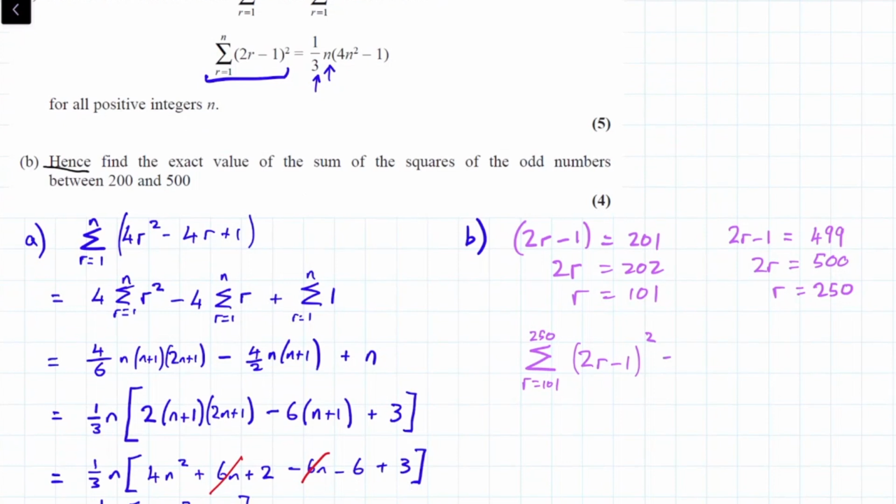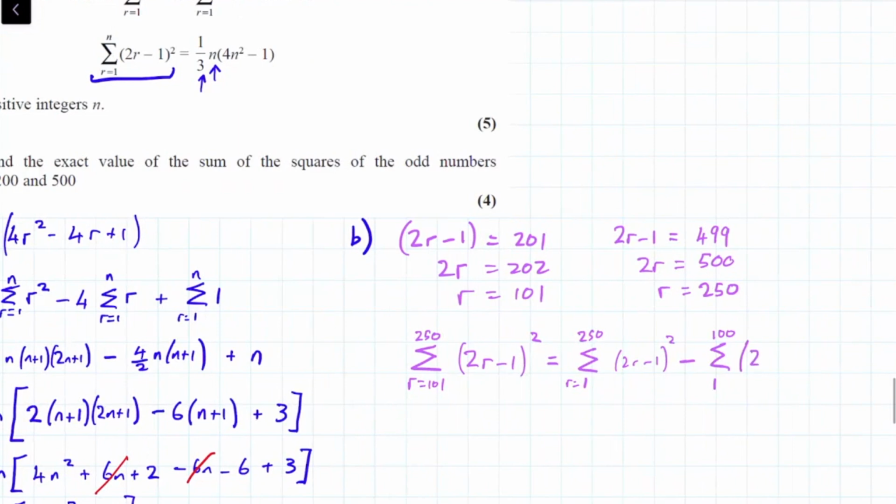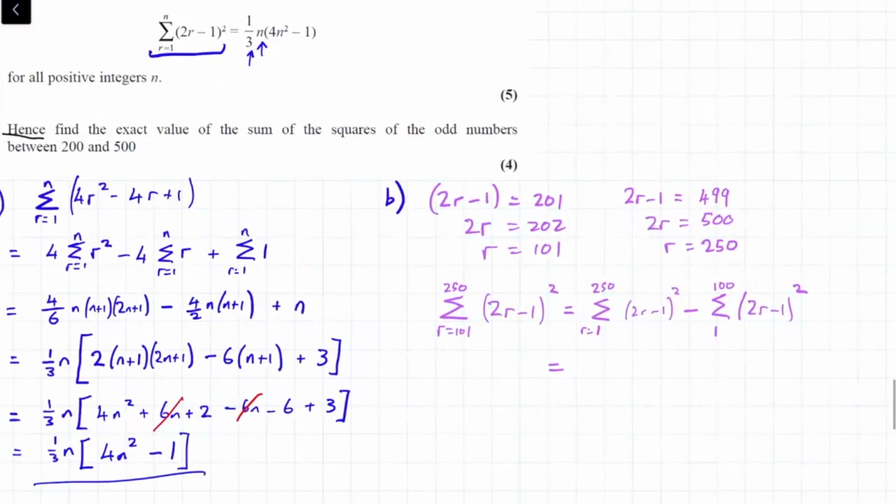So this would be the sum from 1 to 250 of (2r minus 1) squared, minus the sum from 1 to, it's going to be 1 less than 101, so 100, of (2r minus 1) squared. And now we will use the formula that we just made.